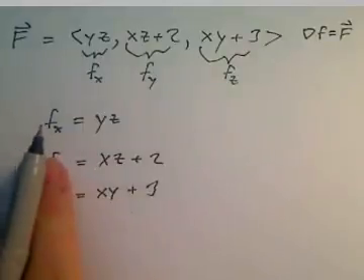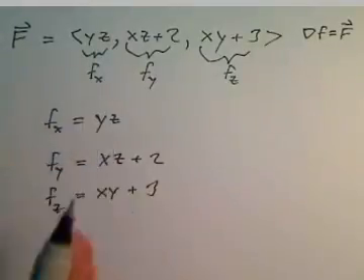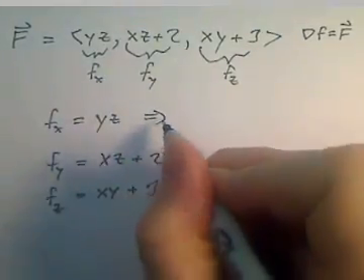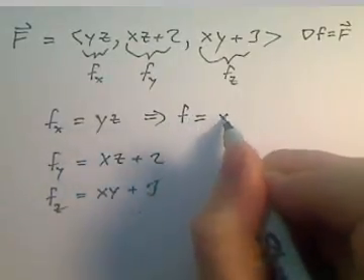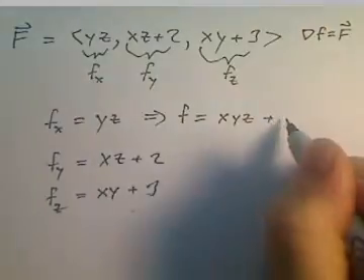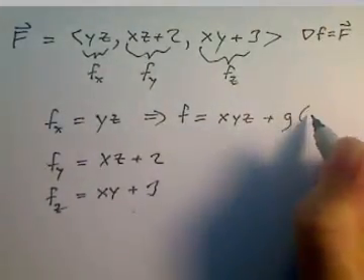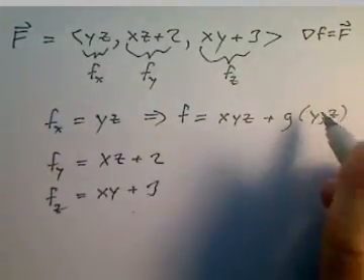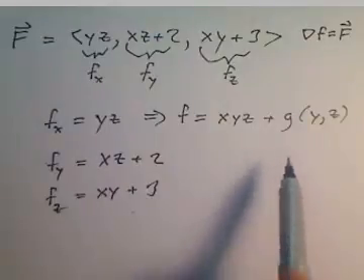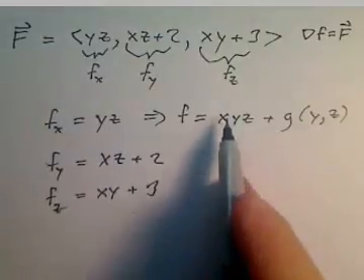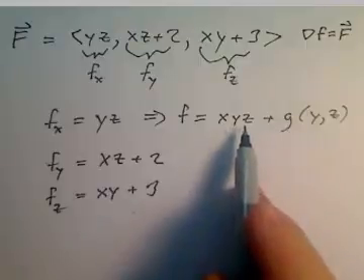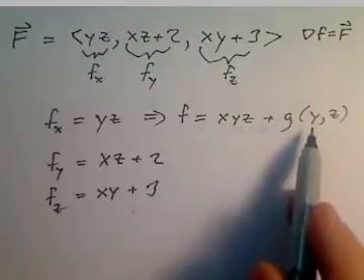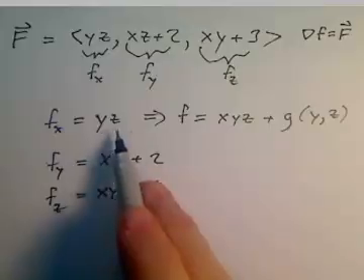And so the first one, f sub x is yz, is going to give me that my little f here is xyz plus perhaps some function of y and z. Maybe we'll call that g. So that when we take the partial with respect to x here, we get yz plus 0 because this has no x in it, and that's what we want it to be.